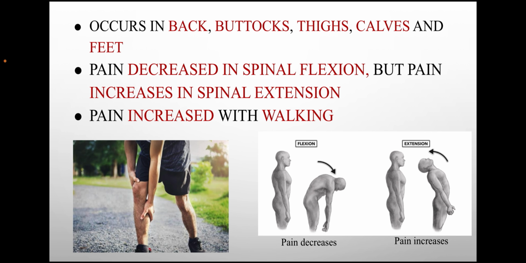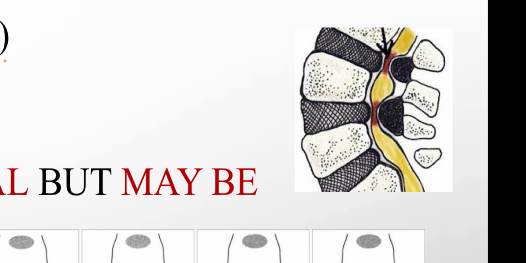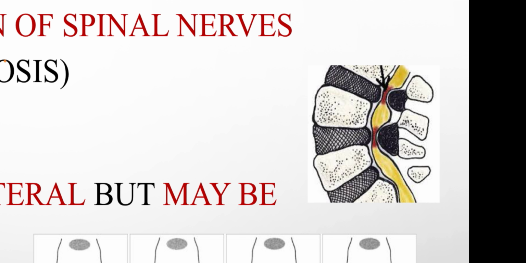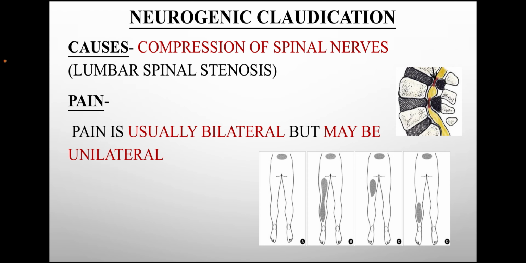Now let us see neurogenic claudication. Causes: compression of spinal nerves, such as lumbar spinal stenosis. It is a condition in which the diameter of the lumbar spinal canal decreases, and that leads to compression of the spinal nerves.